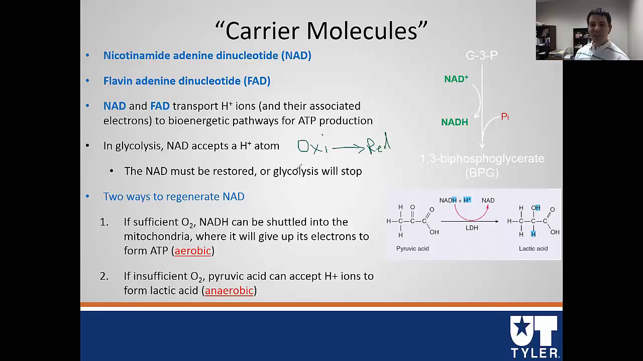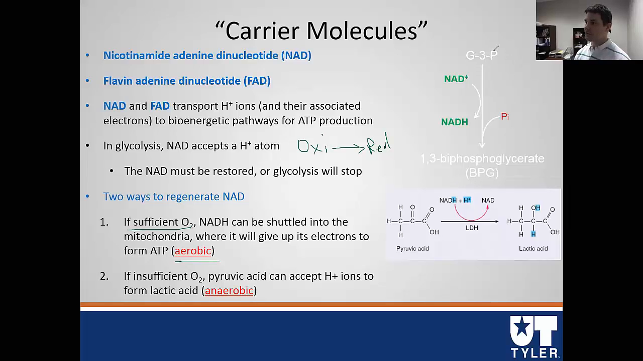So how do we regenerate NAD in this situation? How do we get it from NADH back to NAD? First, if we have oxygen, this NADH is going to go into the mitochondria where it's going to give up its electrons. Those electrons are going to help form ATP and take part in aerobic metabolism. Again, aerobic metabolism, if we have enough, we'll recycle this, no problem. However, if we have insufficient oxygen, then pyruvate is going to accept hydrogen ions to form lactic acid or lactate, right? So here it is shown in this figure.